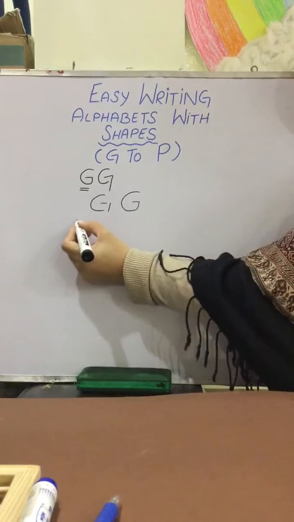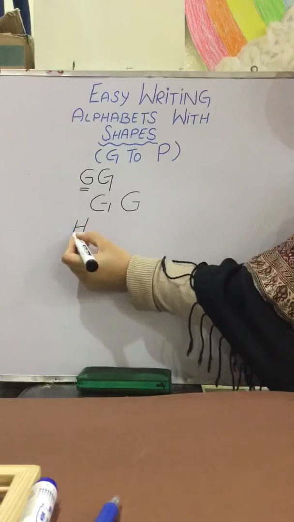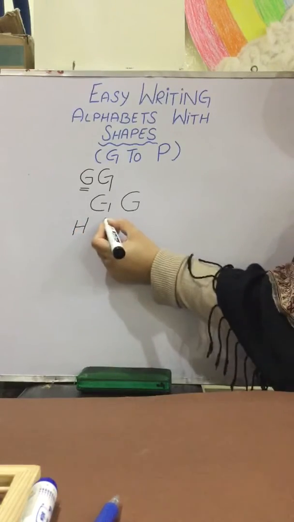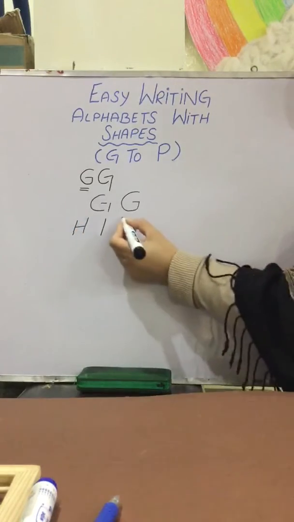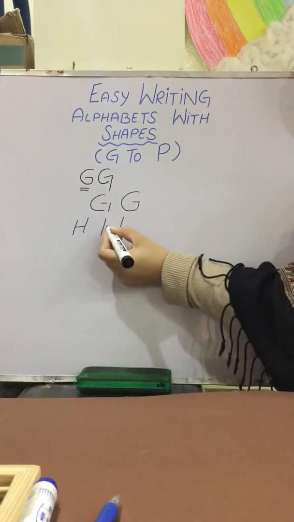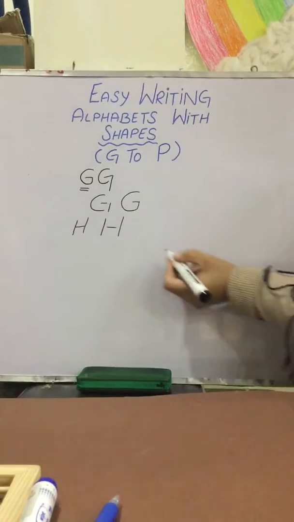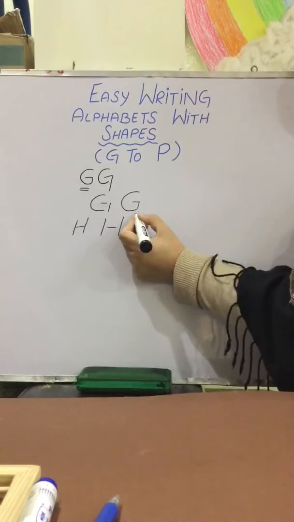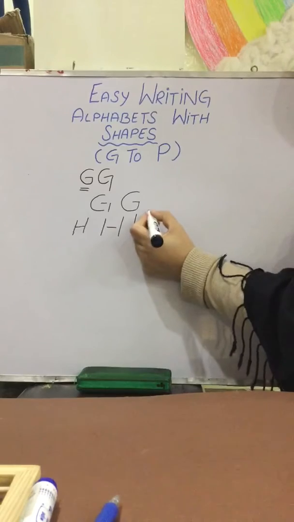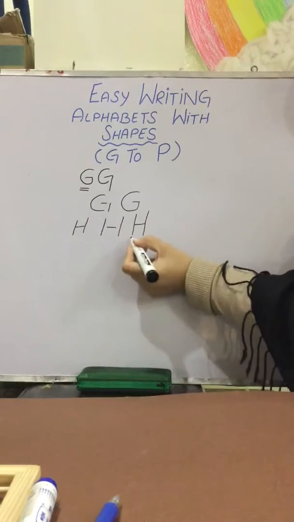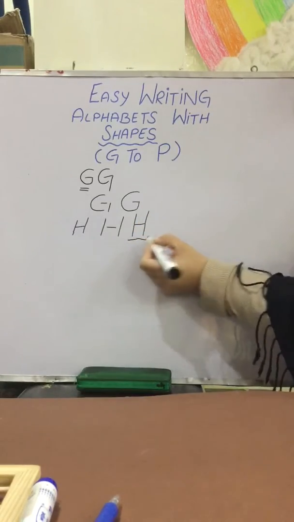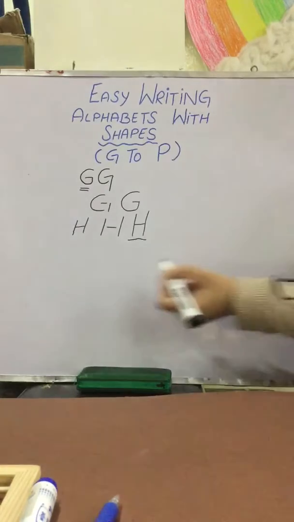Next is H. This is very easy. This one vertical line, two vertical lines, and in the center there is a little small horizontal line. These points can be joined and it gives you the shape of H, proper H.